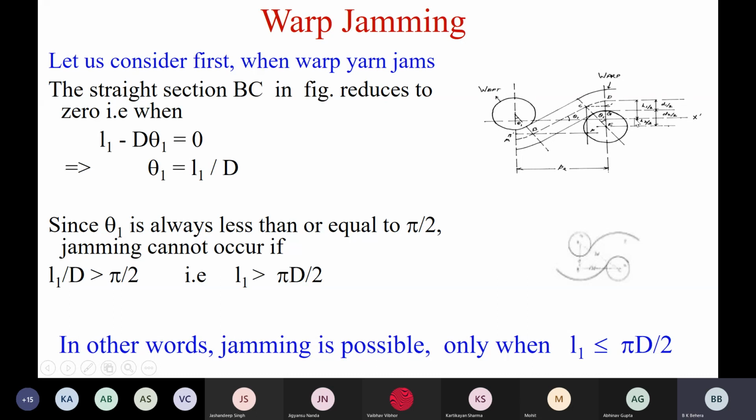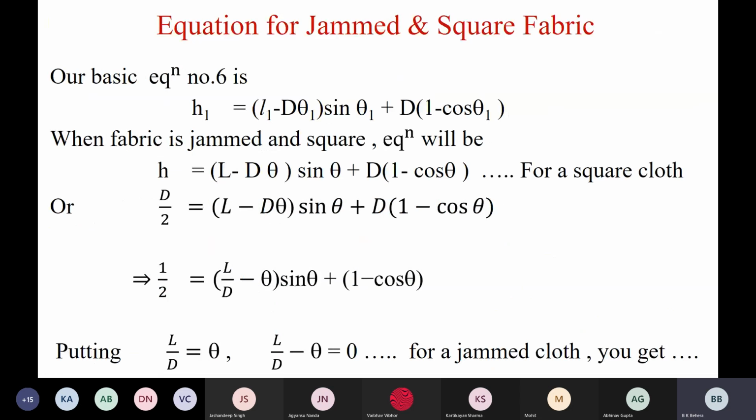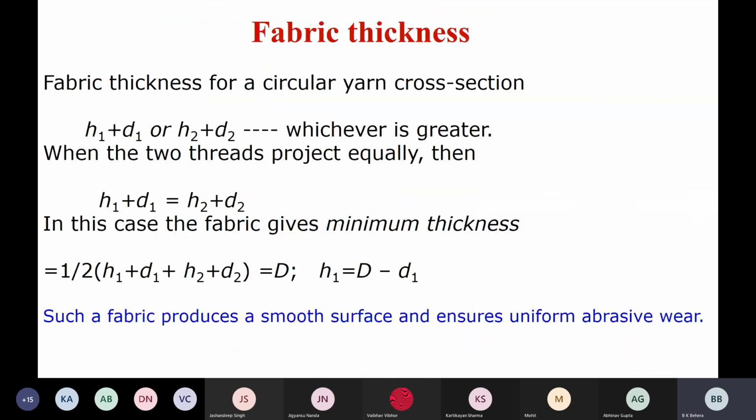our H1 plus H2 will be D, and D1 plus D2 will also be D, and it will be fabric thickness T. So in that case, T will be exactly the sum total of the diameter of warp and diameter of weft. But it may not happen, as I said, in the two extreme cases. That's why the fabric thickness formula is not just D1 plus D2. The formula is something different, and this formula is H1 plus D1 or H2 plus D2, whichever is greater.